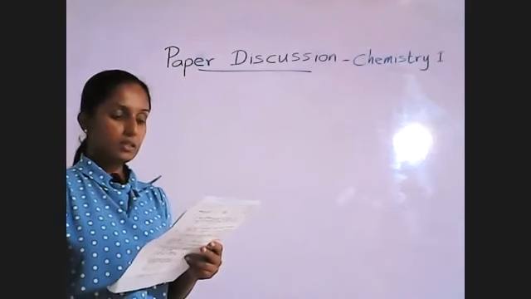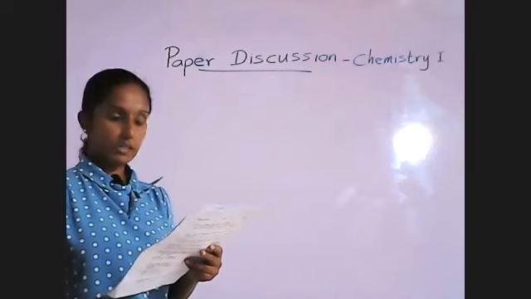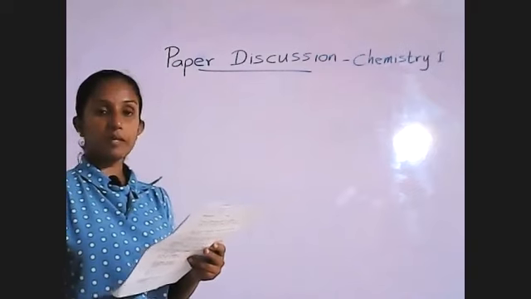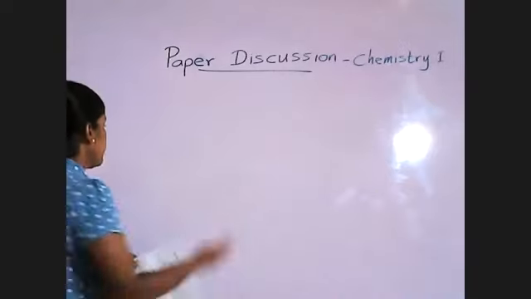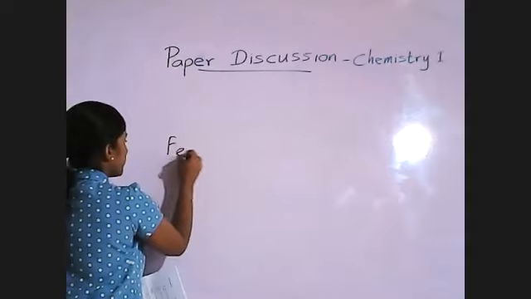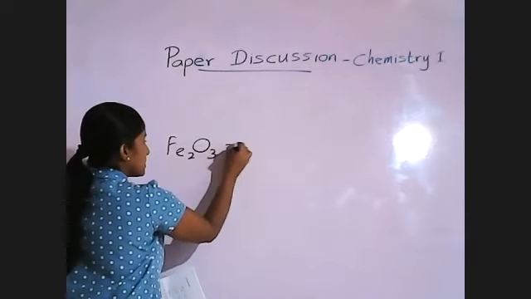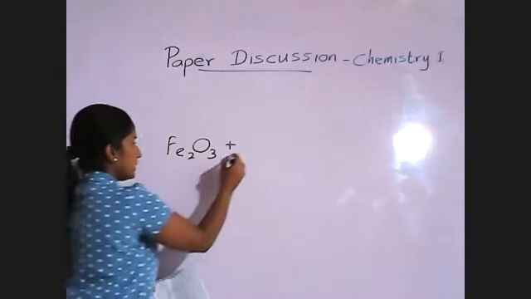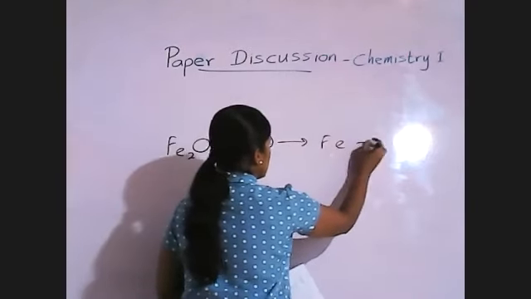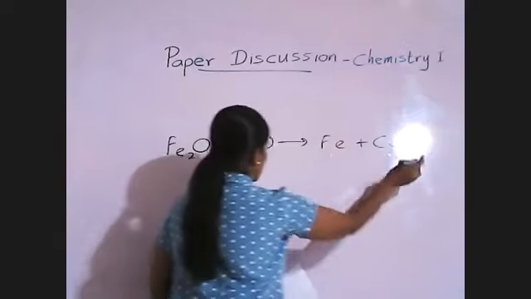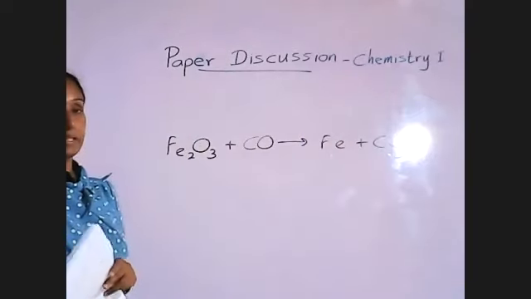Yes, that is iron and carbon dioxide. The first answer, ferrous and carbon dioxide. You have to remember these things. Hematite, Fe2O3. This is the step where the hematite is reduced: Fe plus CO2. You have to balance the equation.